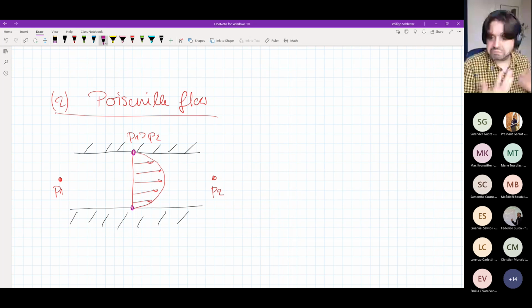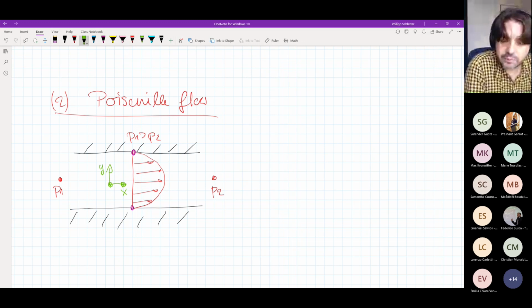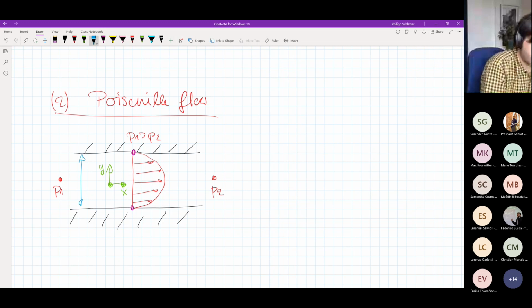And if you want to have some mass flow in this domain, you of course need to have some velocities that are non-zero. And now what we try to do is to actually calculate this velocity profile. And for that, of course, we need to again introduce a coordinate system. We have an x, y coordinate system. We do it as in Couette. We put the origin of the system into the middle of the channel. So that means that the height of the total channel can be said to be 2.